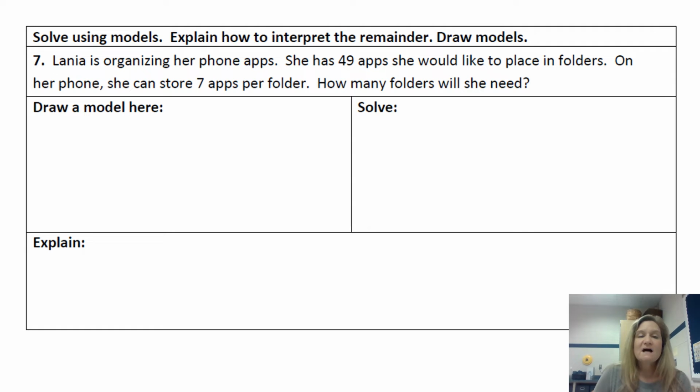Solve using models. Explain how to interpret the remainder. Draw models. Question number 7. Elena is organizing her phone apps. She has 49 apps she would like to place in folders on her phone. She can store 7 apps per folder. How many folders will she need? Okay, so she has 7 apps in each folder, and she has 49 apps in all.